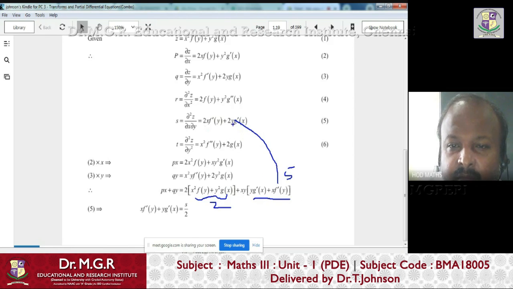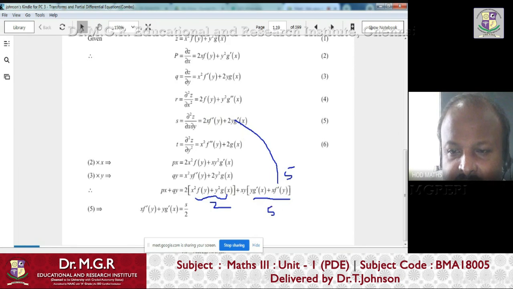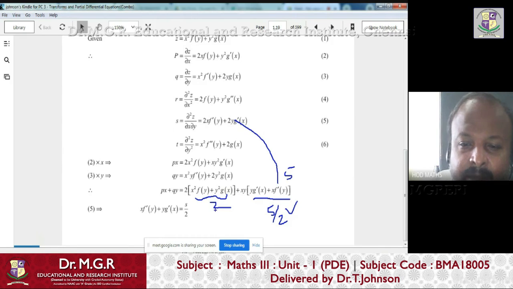What is equation 5? Equation 5 is s by 2 will come. Why do we put s by 2? Because here it is 2x f dash, but here only x f dash is there. Then here 2y g dash, but here only y g dash is there. So this 2 comes to this side. So x f dash plus y g dash can be written as s by 2, and x square f of x plus y square g of x can be written as z.